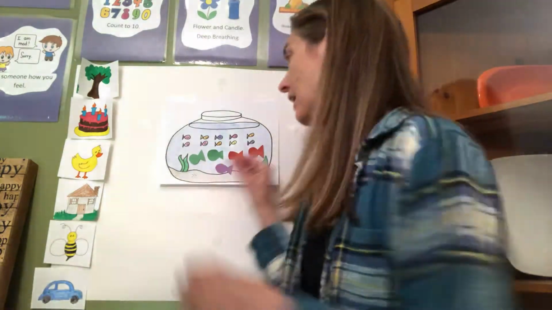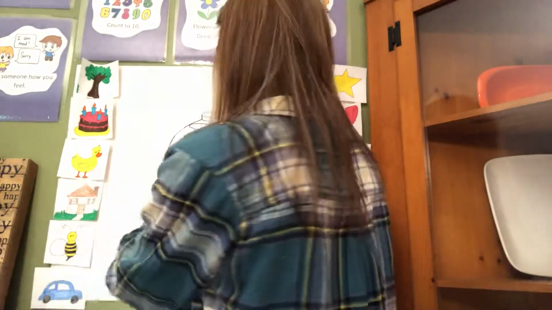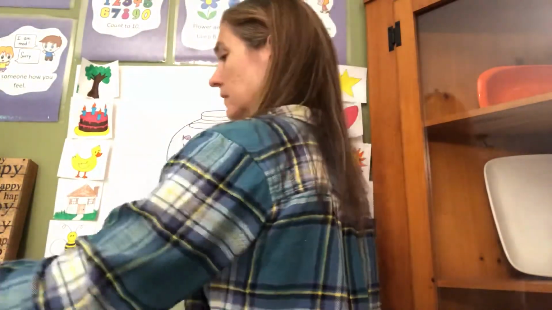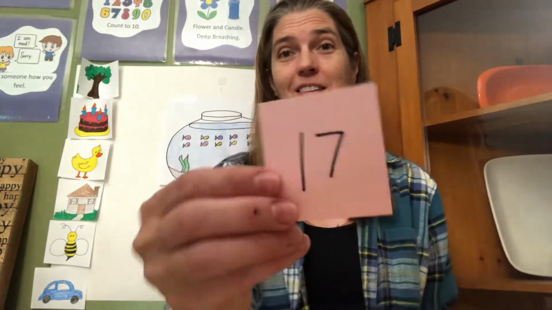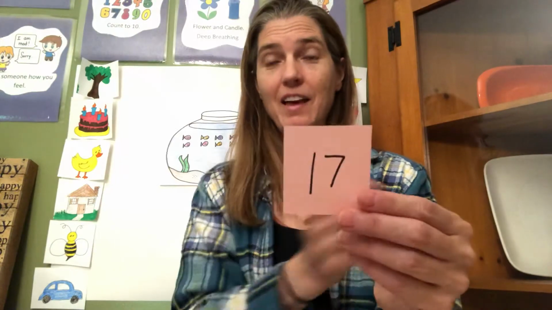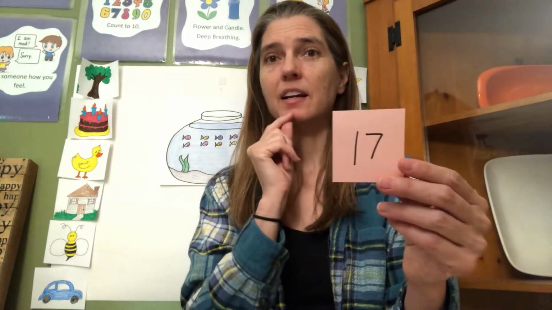Okay, I'm going to clear these off and let's have you take another turn. All right. Let's see. What about this one? What number might that be? It's a 1 and a 7. 1 and a 7. What teen number might be 1 and a 7?